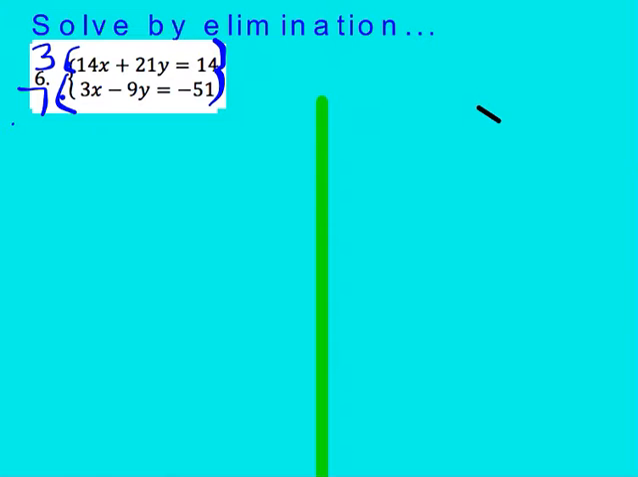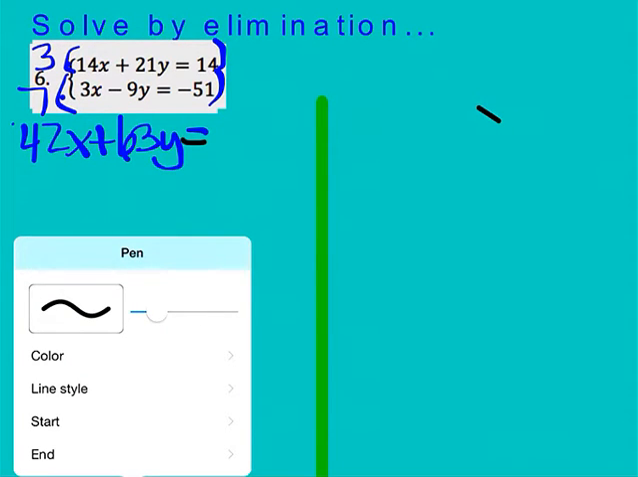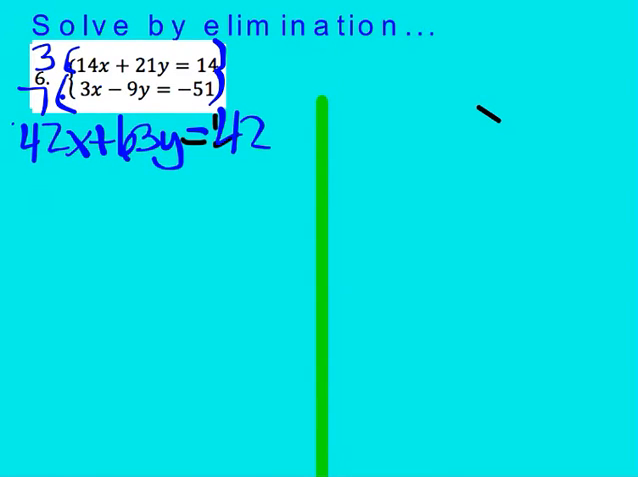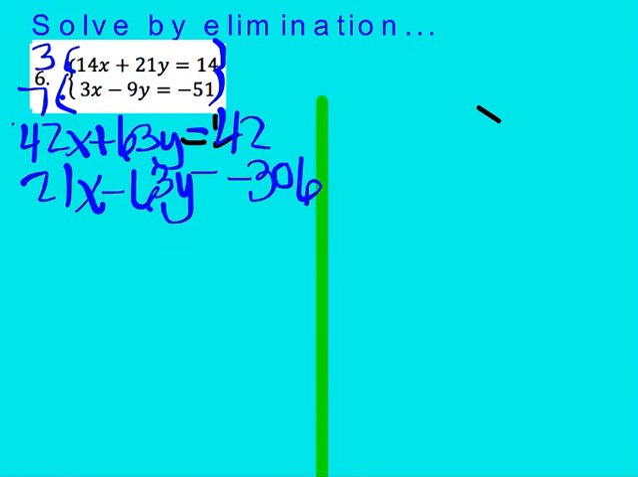So then what I'm going to get here is 42x plus 63y is equal to 14 times 3, which is 42. Just let me draw in blue. Okay, so then I'm going to multiply in that 7, so I'm going to get 21x minus 63y is equal to a negative 306. Okay, and so it's always good to check the math that I'm doing because sometimes I mess up. Oh, see, I messed up there. This should be a negative 357. See, this is why you check the math along with me.